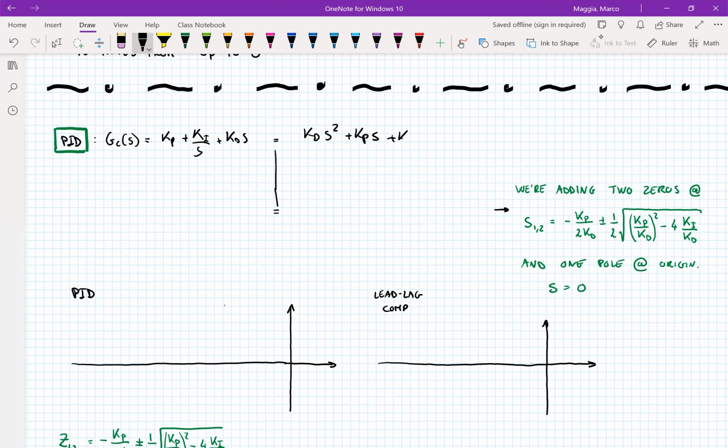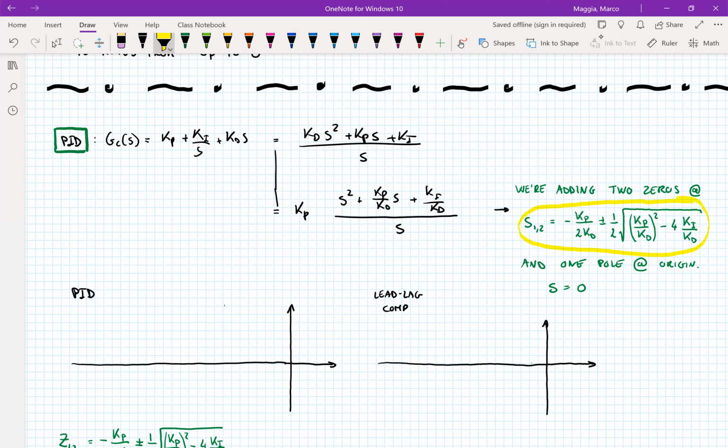Now I'm going to write it down in a better form so it is clear that we have a second order or second degree polynomial at the numerator. So we're going to have 2 zeros and one pole at the origin. The 2 zeros here, I already wrote them down. They are at this location. So are they real or are they complex conjugate?